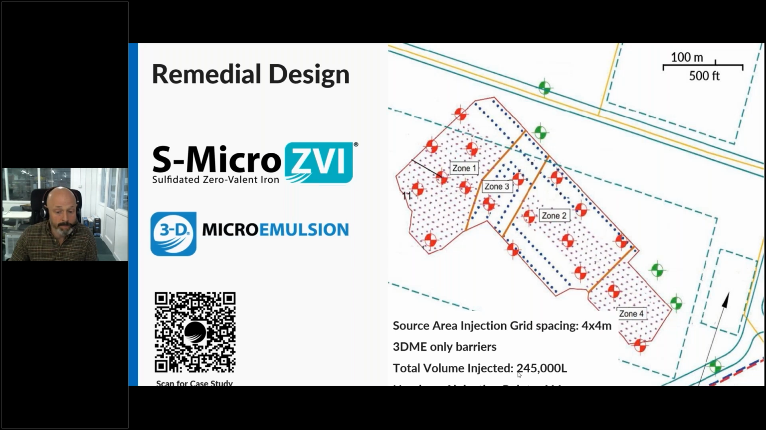We supported this with rows with barriers of 3DME only down gradient of those source areas. In the plume of this site, we knew that there was less mass overall, but there was also less parent compound mass and a higher mix of daughter products. ZVI in general is not as effective at treating daughter products, so not considered necessary for the barriers. So again, this brings us back to the point of adequate treatment. We don't want to under or over engineer the design. And this worked really well for the site.